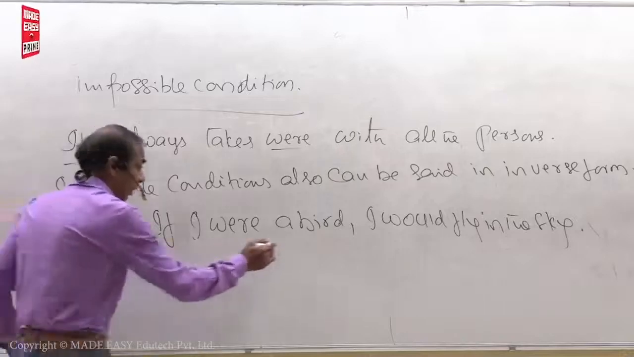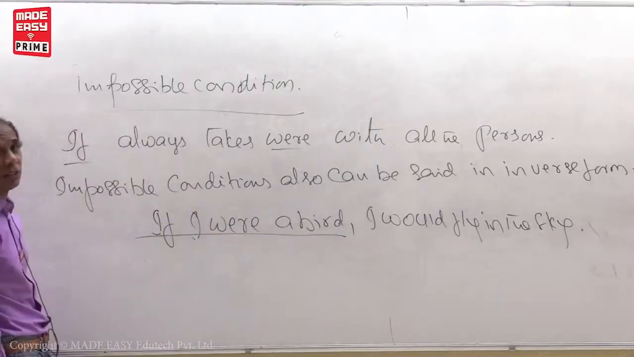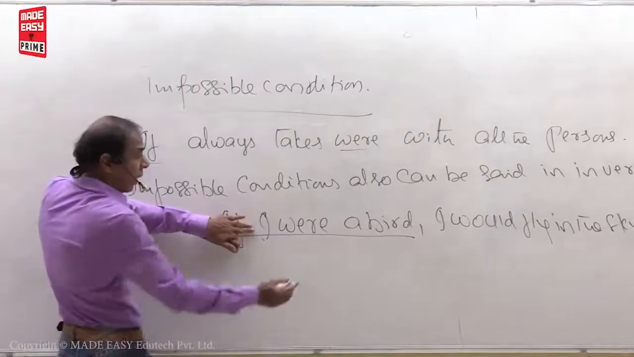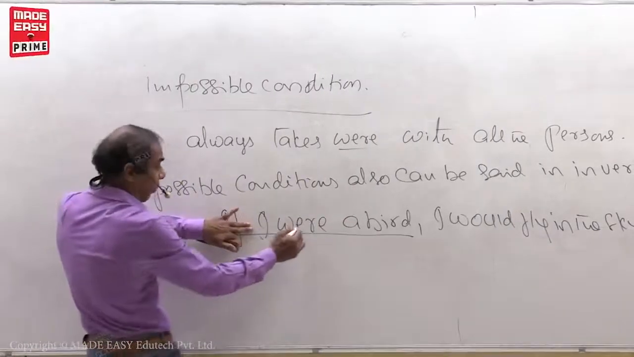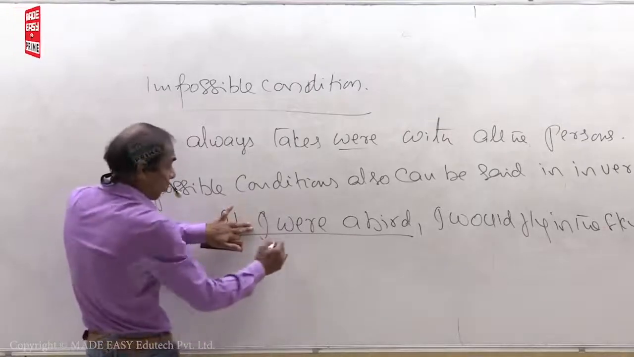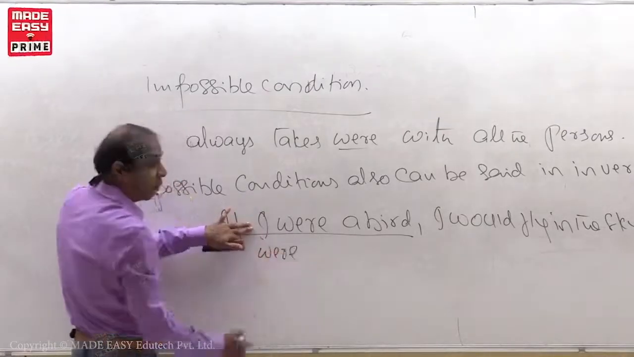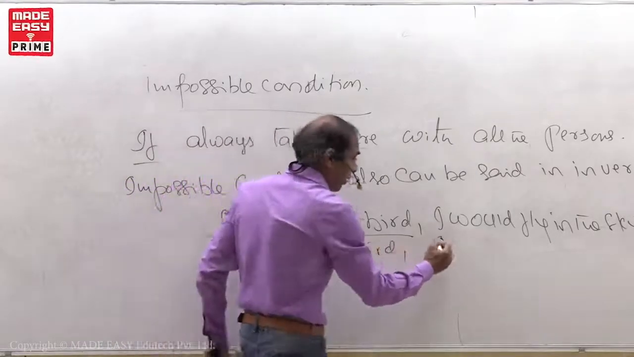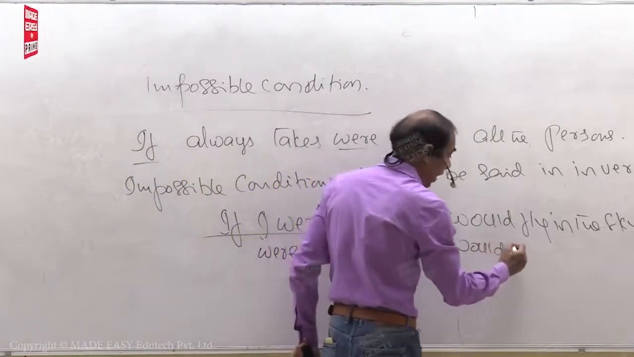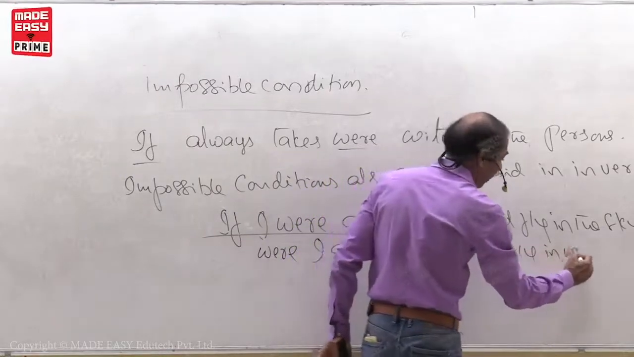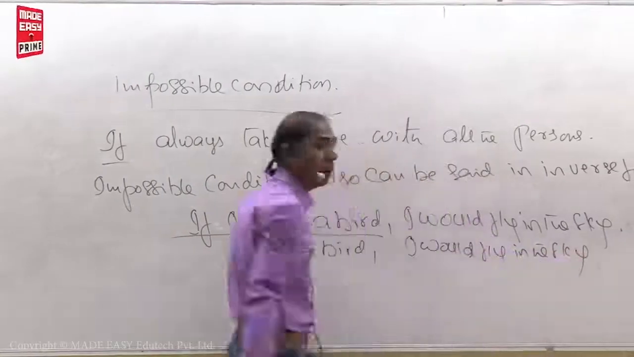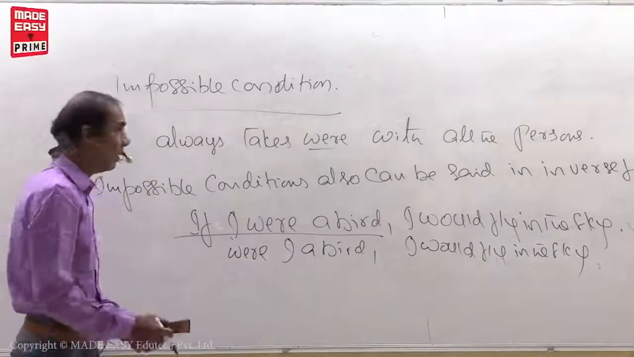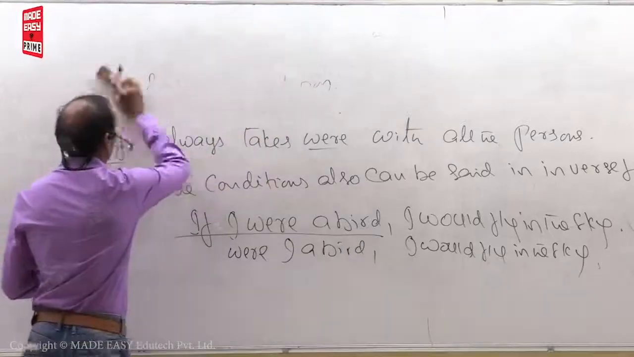Okay? These impossible conditions also can be said in inverse form. What is inverse form? Remove if. The remaining part changes into interrogative form. To make an interrogative form, put the special verb at the beginning of the sentence. Were I a bird, I would fly in the sky. That's it. Okay. So my students, what is an impossible condition?